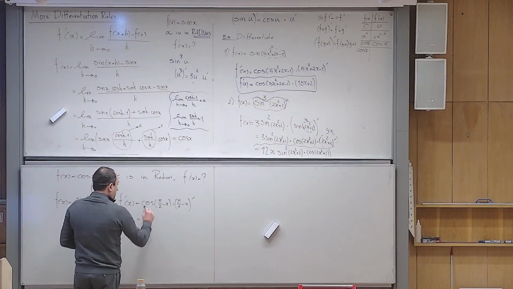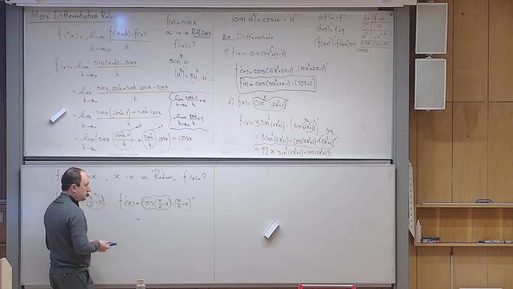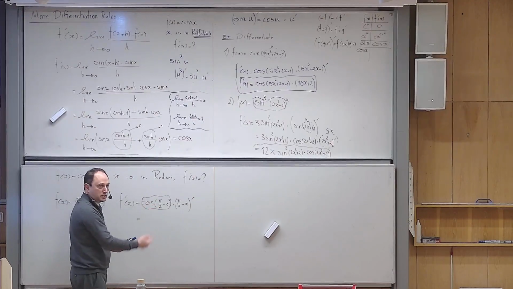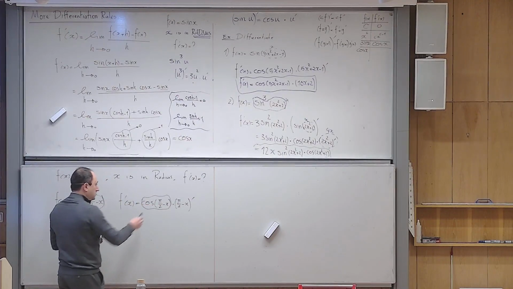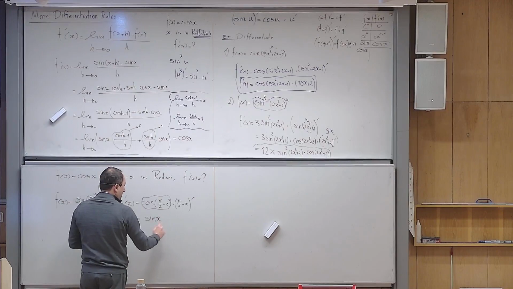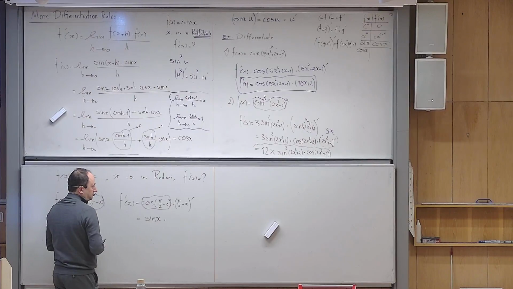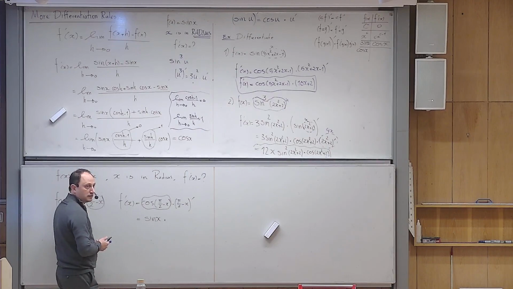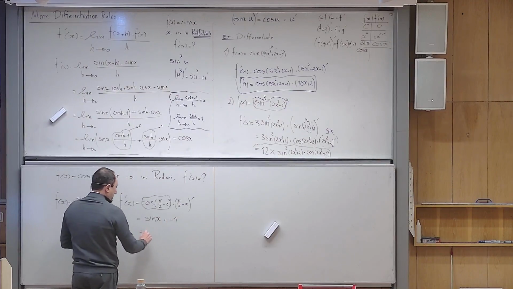Okay, but can I write something simpler for this part? It is sine x, because that's the same story. Pi over 2 minus x is the complement of x, so cosine of that is equal to sine of x. So instead of this, I would write sine of x multiplied. What is the derivative here? Minus 1, yes. And then this becomes minus sine x.